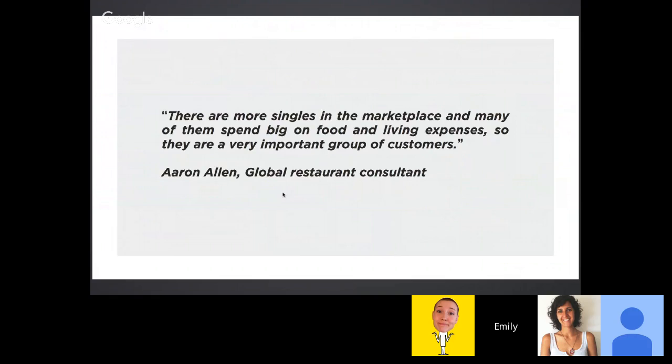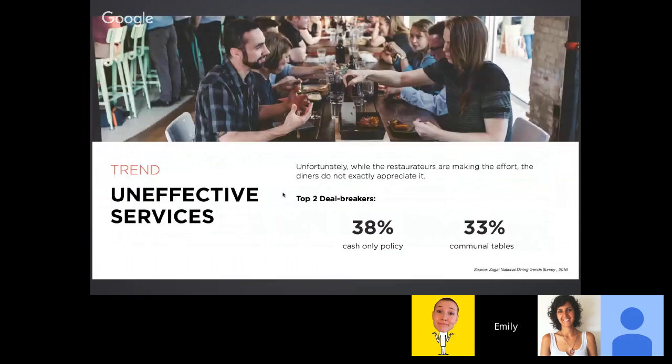Some restaurants have been adapting to the trends by providing smaller sampling menus, arranging open kitchens, communal tables, and implementing Wi-Fi and charging stations, also training their staff to help single diners to feel more at ease. Unfortunately, it seems like solo dining customers do not actually appreciate it. According to the Zagat National Dining Survey, communal table is actually one of the top two deal breakers. So now you kind of get the landscape of the whole solo dining scene.